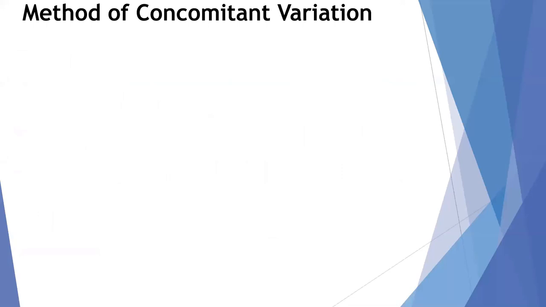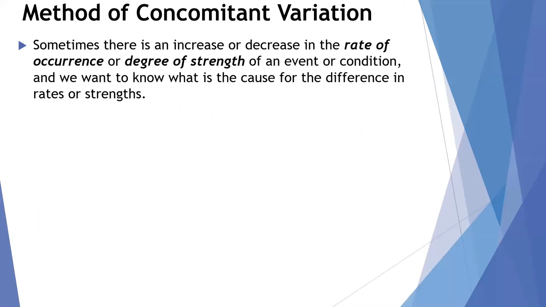So that was the joint method. Now we have the method of concomitant variation. So this is our fourth method.